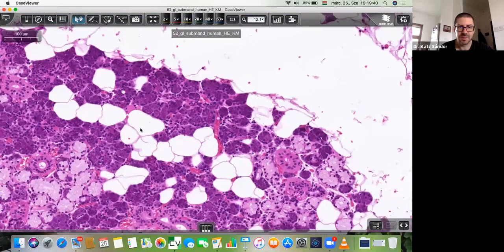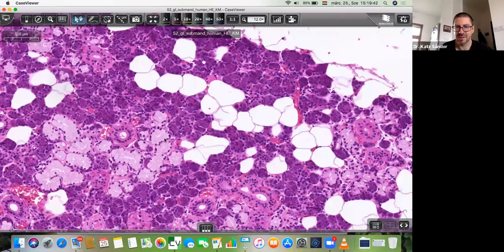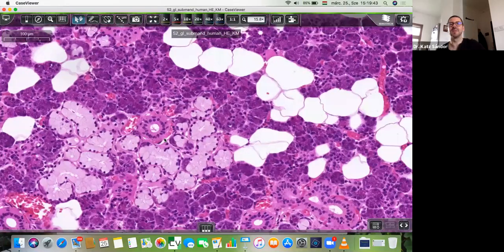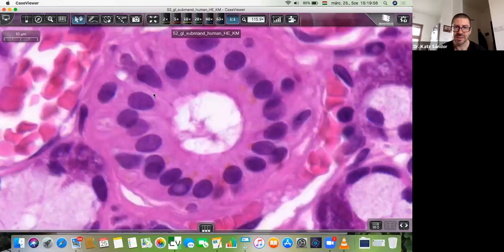The next part of the duct system is this. This is a striated duct. This is a striated duct lined by simple columnar epithelial cells. The cellular borders are beautifully seen. So here we have the borders of the cells. The nuclei are well presented as the round-shaped structures in the center of the cells.